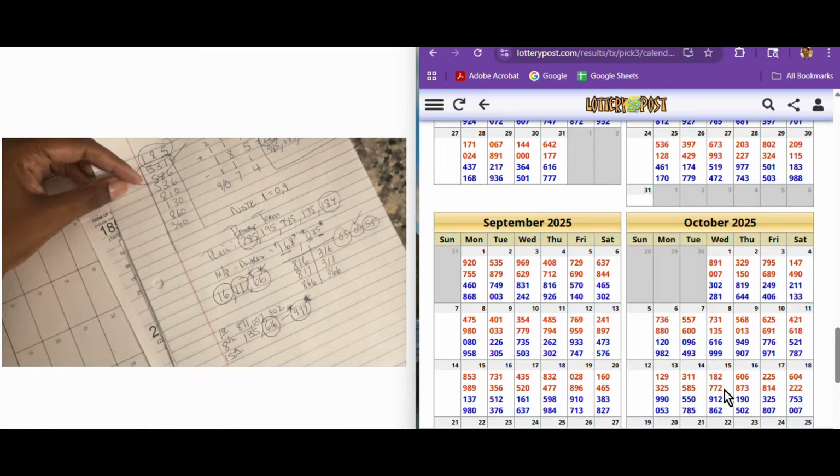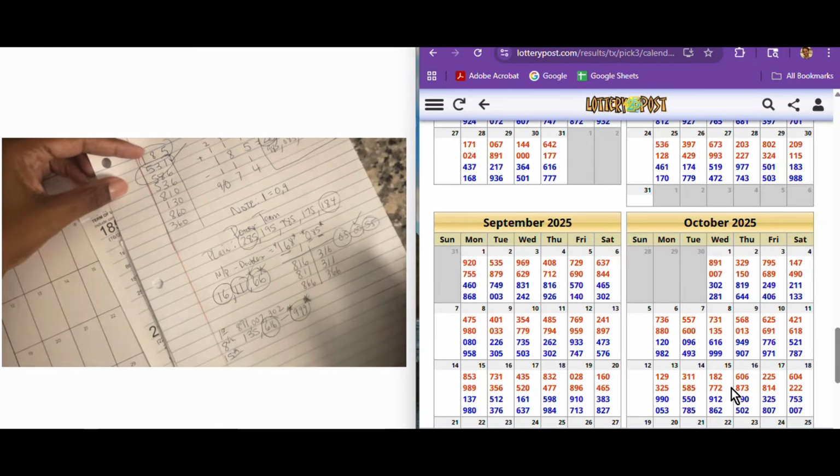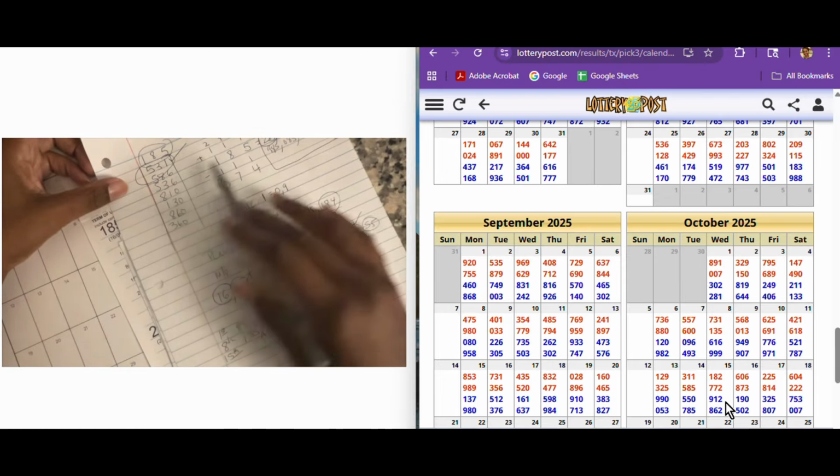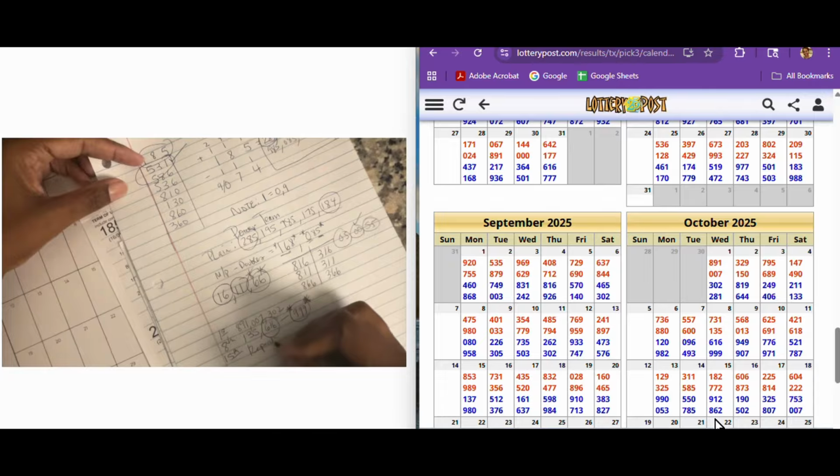Now they dropped 772. We didn't have that on our radar. On that day, we're looking for 6s and 5s. And then they dropped the 912, and that wasn't on our radar. And then they dropped the 862 again. So on the 15th, it was a no-go. But if you look back, you will see on the 1st and the 8th, there was some good hits. In the 15th, all they were doing was repeats.